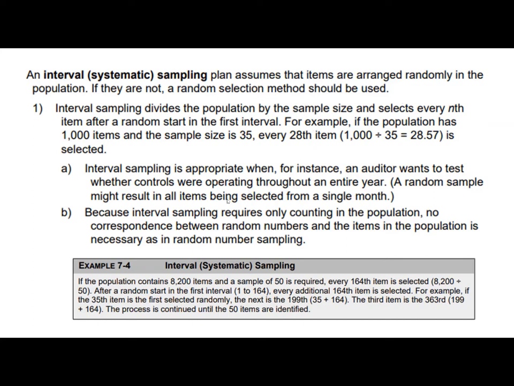So this is that interval sampling requires only counting in the population. No correspondence between the random numbers and the items in the population is necessary, as in random number sampling. So that is interval sampling. And then we move on to the third one under this.